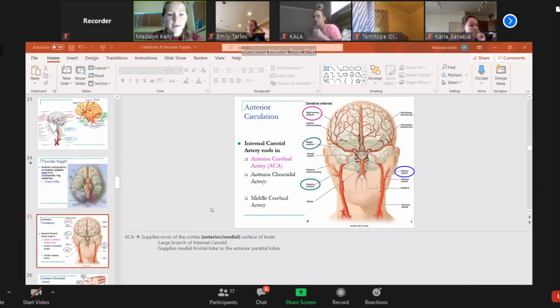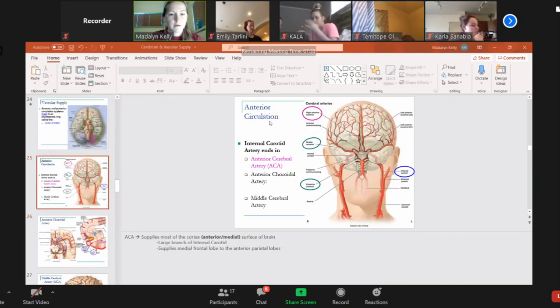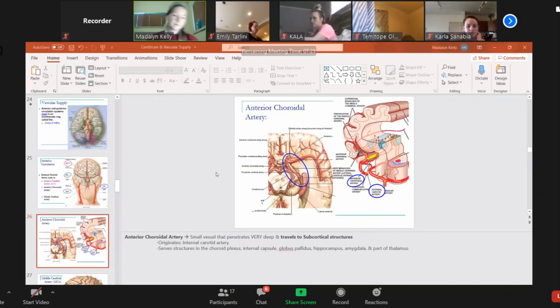The ACA supplies most of the anterior medial surface of the cortex. It's a large branch of the internal carotid. It supplies the medial frontal lobe to the anterior parietal lobes. The anterior circulation deals with the ACA, the anterior choroidal, and the MCA. The anterior choroidal is a small vessel that penetrates very deep and travels to subcortical structures. It serves all the subcortical structures that we talked about earlier at the beginning.